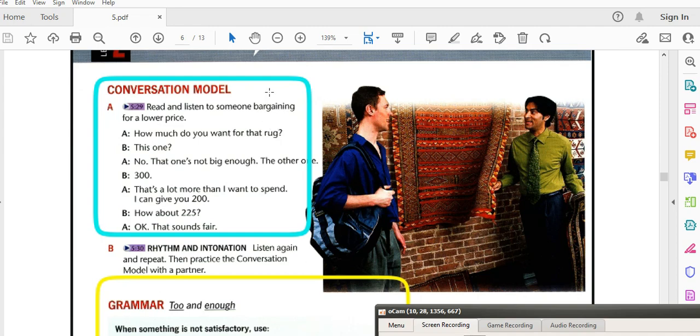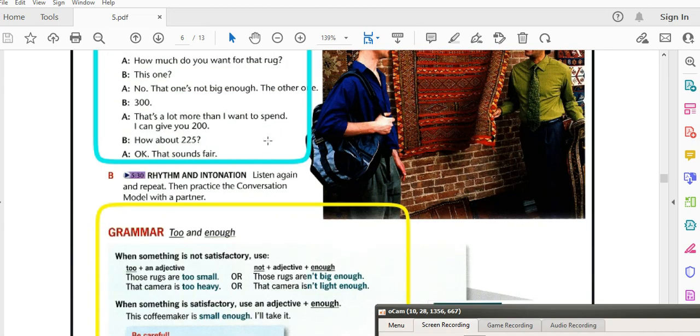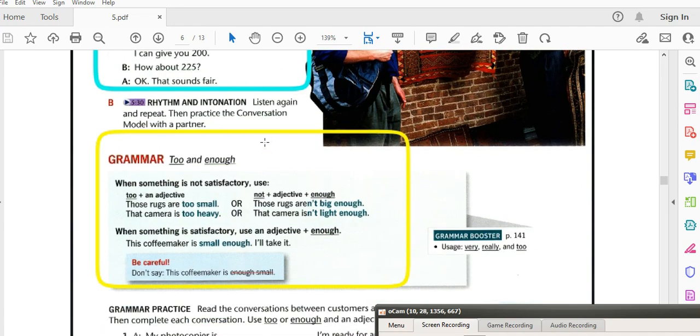Okay, bargaining, I told you, ask for lower price. Rug, this is a rug. He's going to buy a rug. That sounds fair, that sounds nice. Good. Read this part, record your voice and send it.